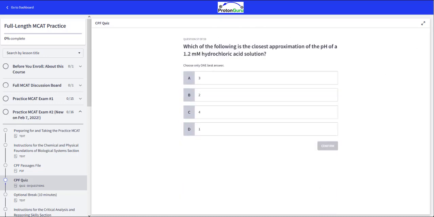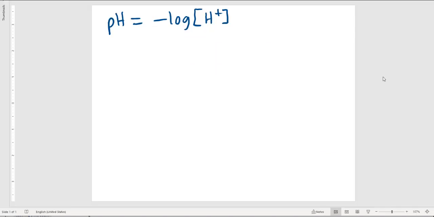The next question is, which would be the closest approximation of the pH of a 1.2 millimolar hydrochloric acid solution? So we'll have to know the definition of pH, and it has to do with the concentration of H+ ions. We'll have to know that hydrochloric acid is a really strong acid that completely dissociates, and we'll have to know how to convert units of concentration.